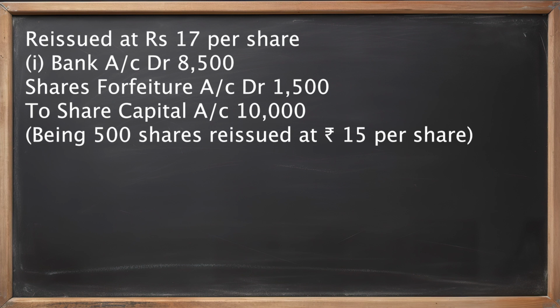Share forfeiture account debited rupees 1,500, that is 500 shares multiplied by rupees 3. To share capital account rupees 10,000, that is 500 shares multiplied by rupees 20, that is the face value. The narration is being 500 shares reissued at rupees 15 per share. On reissue of shares, the capital reserve entry would be the third entry.